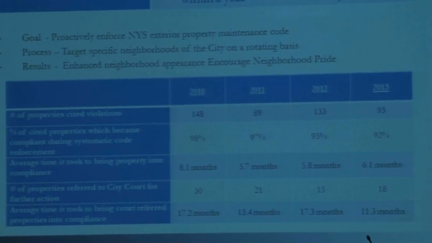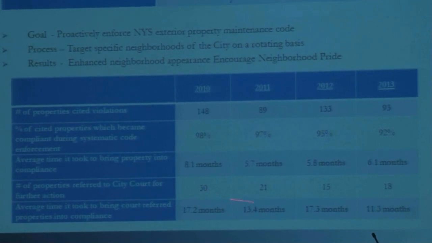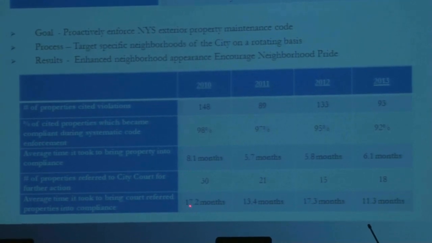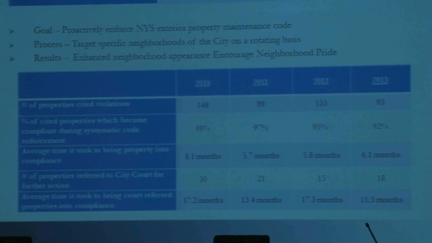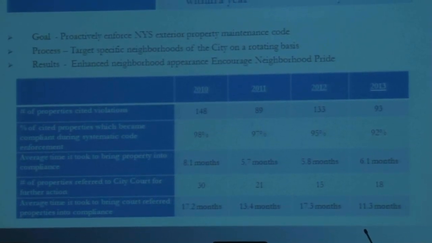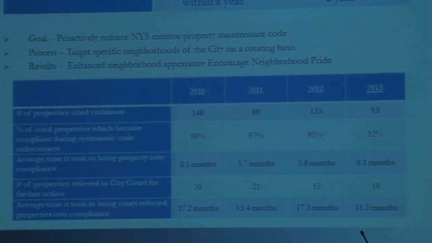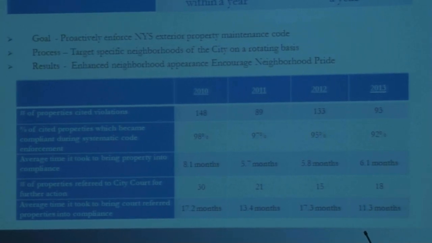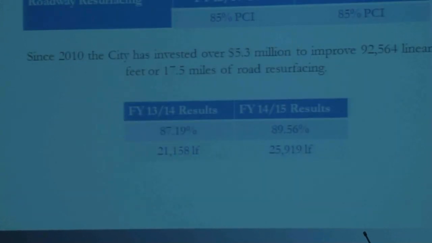The other thing that's kind of interesting here is the number of properties referred to city court for further action. 30 in 2010, 18 in 2013, and the number of months to court case compliance was 17 versus 11. I think that's interesting too because it says the same thing. It says, A, we're getting quicker compliance, people are being more compliant. It also means we're able to partner with our city courts to understand that there's an issue and you're getting compliance out of it. Those are some decent statistics to look at to show the program is working. This plays into the bigger picture. It is a small piece to it.